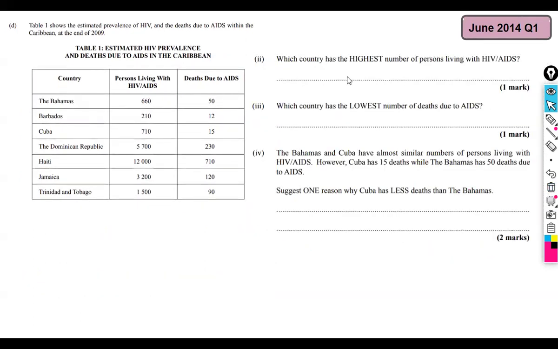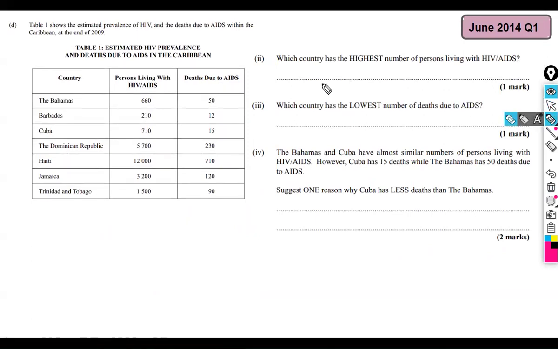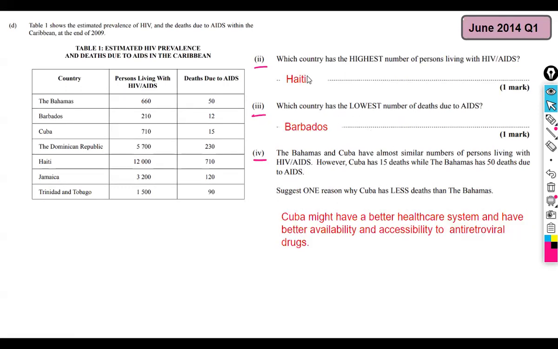All right. Part D, you have how many parts here? Part 2, part 3, and part 4. Please provide some answers in the chat. Which country has the highest number of persons living with AIDS? And the answer for that one is Haiti. Everyone got that correct? Part 3, which country has the lowest number of deaths due to AIDS? And that's Barbados. You can see it from the table, right?